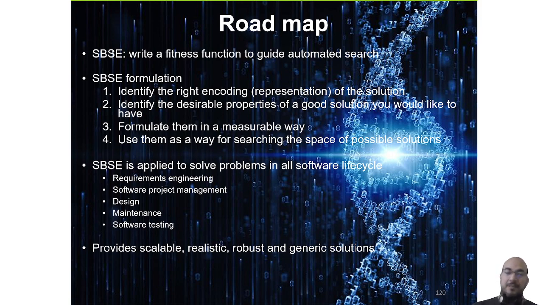So let us summarize now. SBSE in a nutshell is about writing a fitness function that will guide an automated search. To use SBSE and solve a software engineering problem, we mainly need to first identify the right encoding or representation of the solution. Then we have to look at what properties we need to capture and want to evolve in our solution, and how we can formulate those measurements into a fitness function. Then we have to define how we can evolve our solution to provide the best ones and potentially solve this problem.